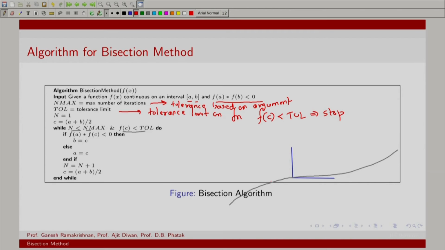So imagine that A and B were the original probe points. We look at the midpoint, and let us say our midpoint C was somewhere here. You then check if Fa and Fc have opposite signs. If yes, then you know that a new search space can be here. So this becomes your new search space. And how do you do that? You do that by pushing B to C. That is what we have done here.